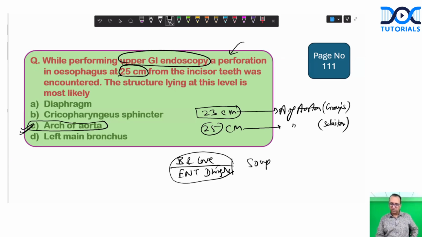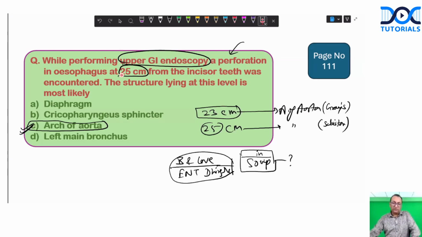You know what is soup? You are in soup. Why? Because then you have a double answer. What will you do? Because if you follow Bailey and Love and ENT Dhingra, then you are in soup, because they are telling 25 centimeter from incisor is two answers, C as well as D. So that is the problem. Mix up. So in such a case, always try to follow Gray's anatomy, but you cannot follow Gray's anatomy because it is 23. So what to do?